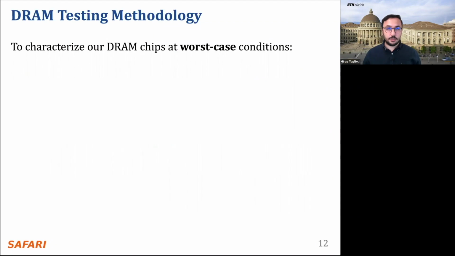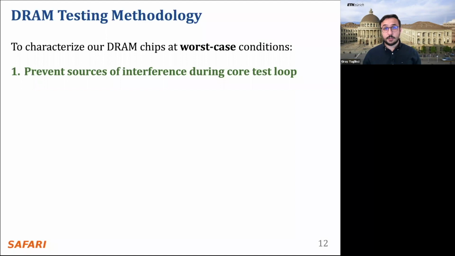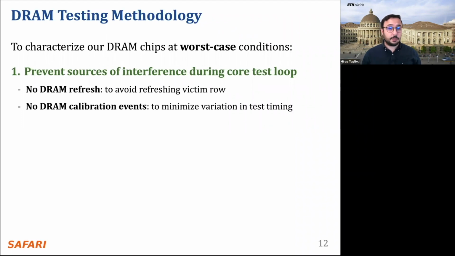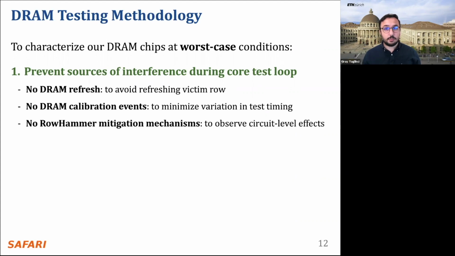To characterize our DRAM chips at worst-case conditions, we take two measures. First, we prevent external sources of interference such that our tests can run consistently as desired and without interruptions. To achieve this, we disable DRAM refresh to avoid refreshing victim rows during the RowHammer test, DRAM calibration events to minimize variation in test timings, and RowHammer mitigation mechanisms to ensure that we can directly observe circuit-level bit flips.